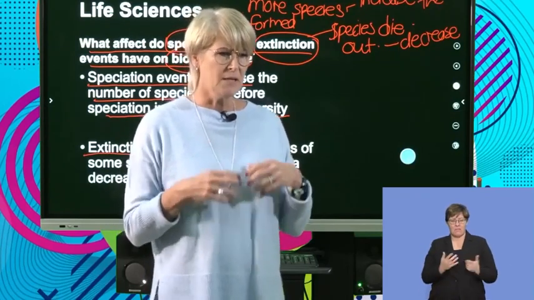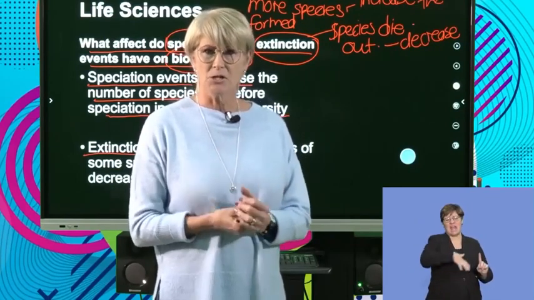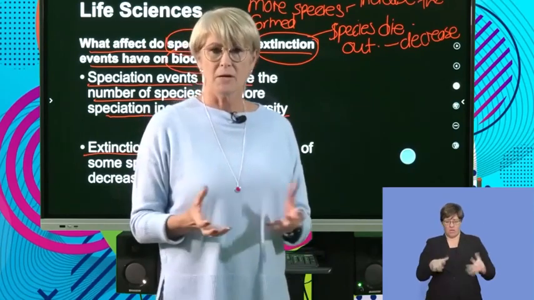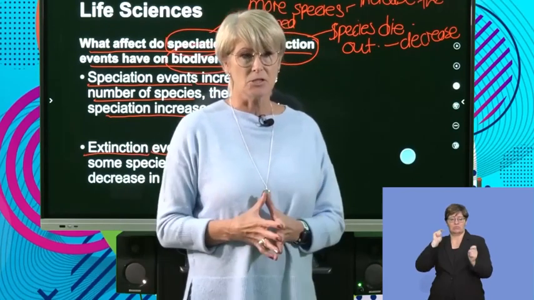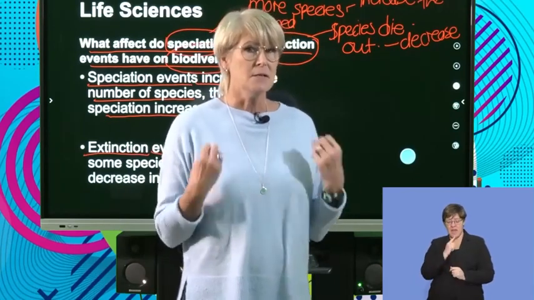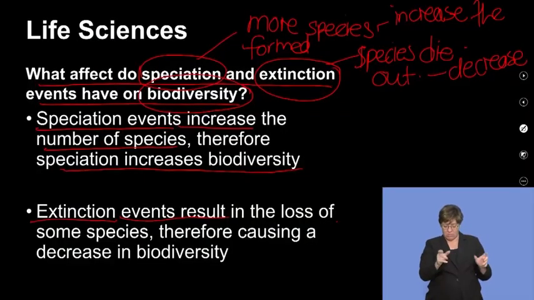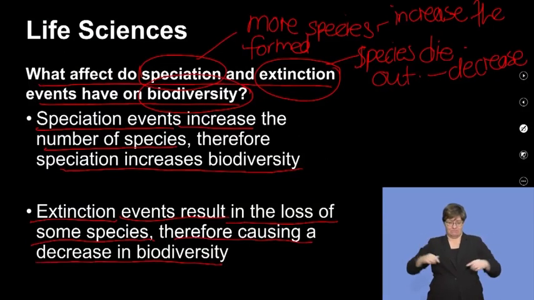So it could have been an asteroid that hit the Earth and destroyed a large area, or it could have been a volcano, or an earthquake, or continental drift, and that changed the environmental conditions. And then many species died out. So it results in the loss of some species, and therefore it causes a decrease in biodiversity.